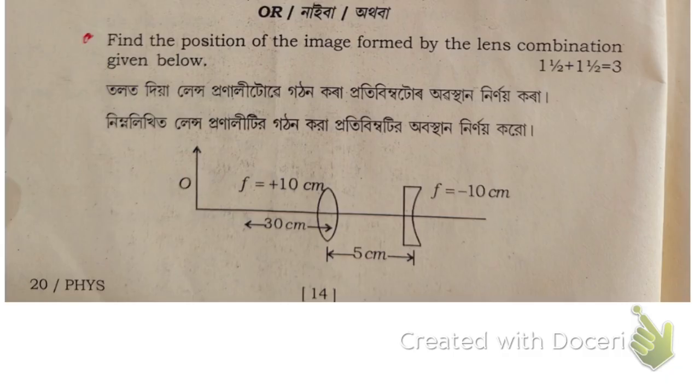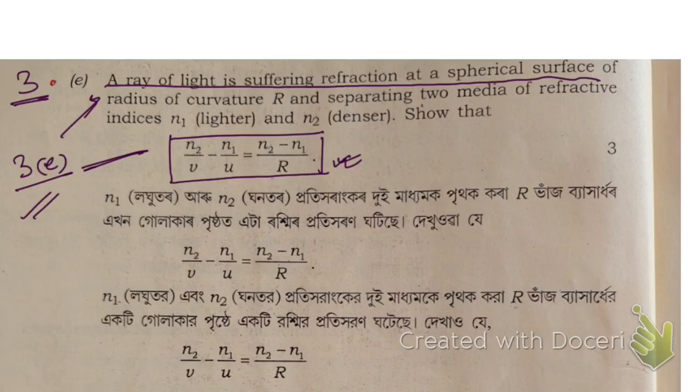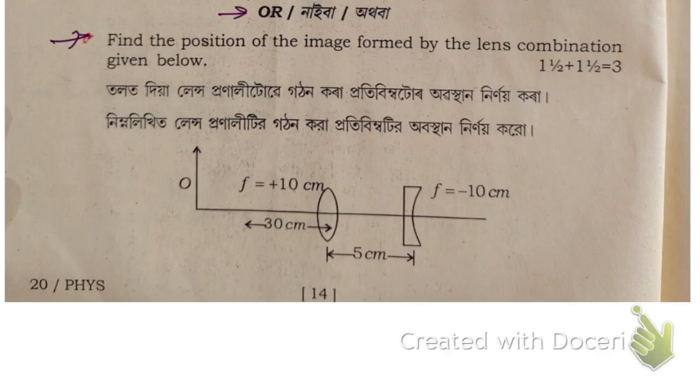What is the next question? This is a numerical again. Same question number, but here either you have to solve this or you have to solve this. Here is another option, an alternative. You can solve either this one or this one. Okay, so now let me solve this.